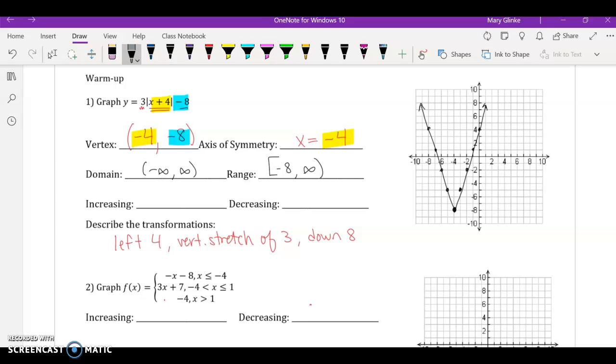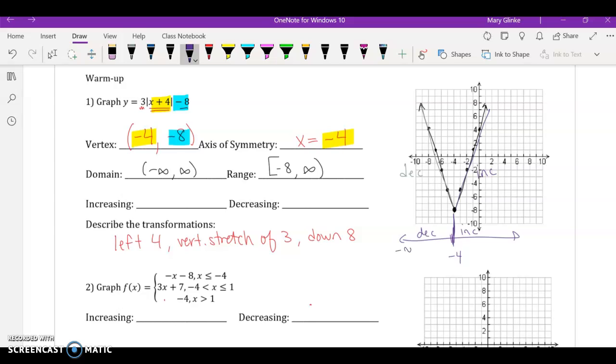Increasing and decreasing: if you trace your graph from left to right, we're going to start off by decreasing, and then at our vertex, we're going to switch to increasing. So if you're looking at this here, we start off decreasing and then move to increasing, and that switch happens here when x is negative 4.